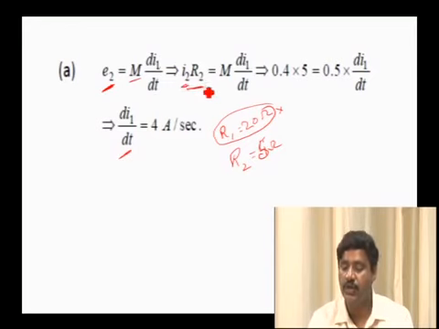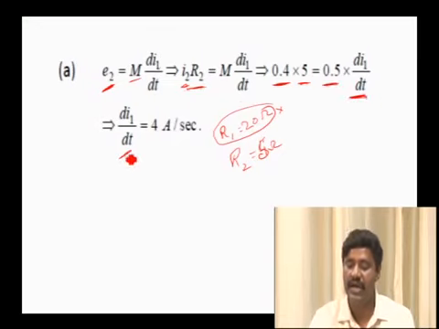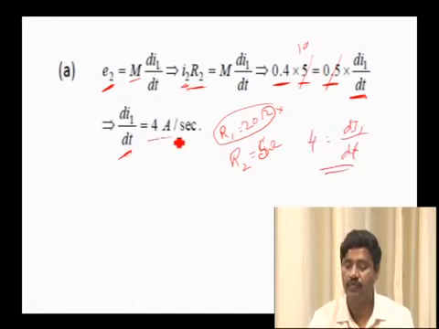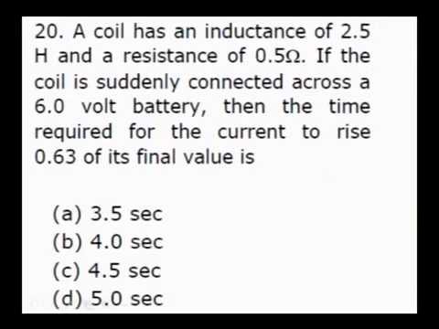This I2 R2 is M into di1 by dt. Current in the second coil is 0.4, the resistance of the second coil is 5, mutual inductance is 0.5, and this is the rate of change of current in the first coil. On simplifying, cancel 5 and 5, you get di1 by dt equal to 0.4 into 10, which is 4. So di1 by dt is 4 ampere per second.